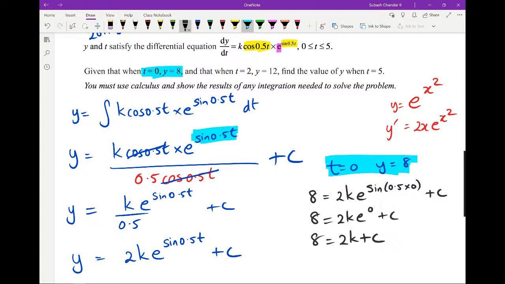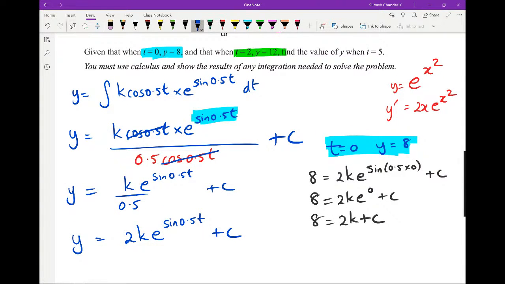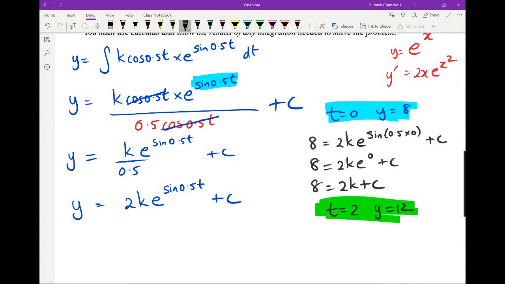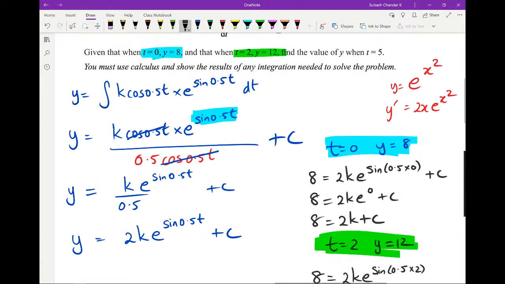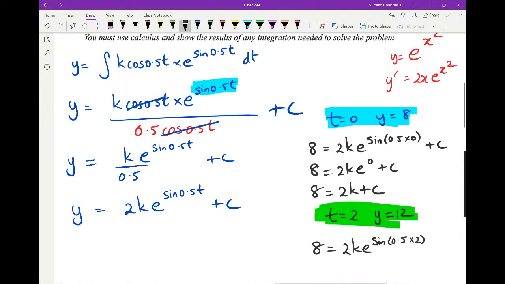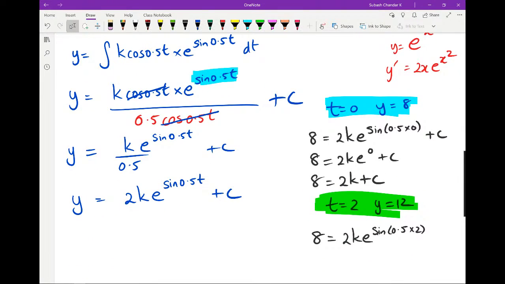Okay, so that's my first equation. Now I've got to get my second equation, which is t equals 2 and y is 12. So I'm going to repeat the process again. So I've got 8 is equal to 2k e sine of 0.5 multiplied by 2, plus c.